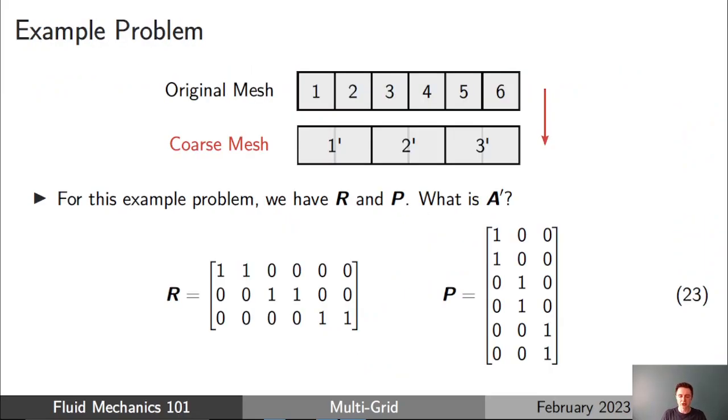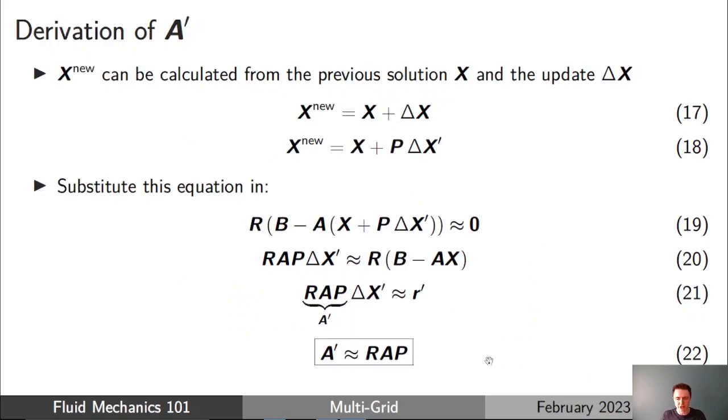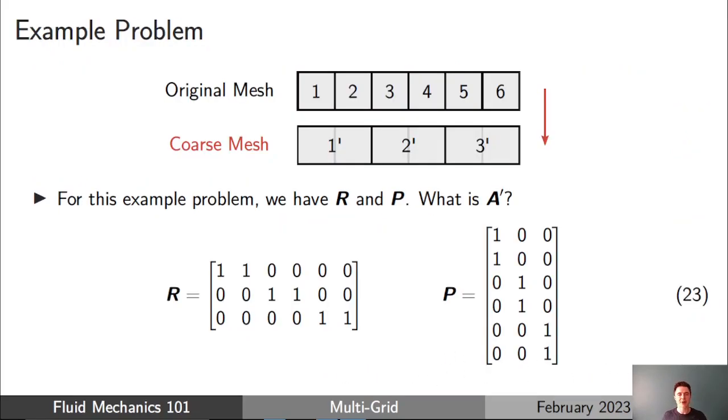So how does this look? How do we use that result, equation 22, in practice? And what does it actually mean? Let's go back to our example problem that we've been using throughout this talk. We've got our original mesh with 6 cells numbered 1 to 6, and we're going down to a coarser mesh, 1 prime, 2 prime, and 3 prime. And we've already worked out what our restriction matrix and our prolongation matrix are. And we've used pure injection, so of course P is just equal to the transpose of R.